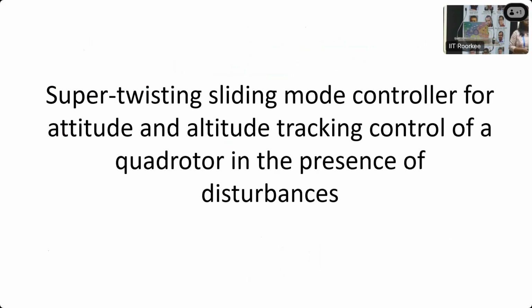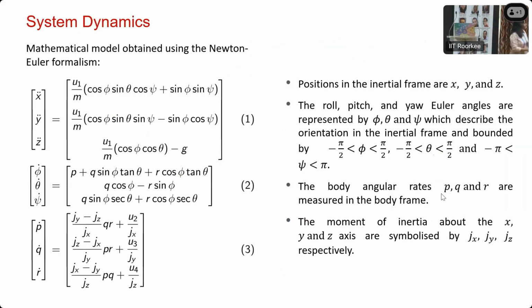As I was telling you, we have 2 frames, the inertial frame and the body frame. So P, Q, R are the angular rates in the body frame. Equation number 2 gives a relationship between the angular rates in the body frame and phi, theta, psi in the inertial frame. And of course, we have Jx, Jy, Jz, which are the moments of inertia around the x, y, and z axes.